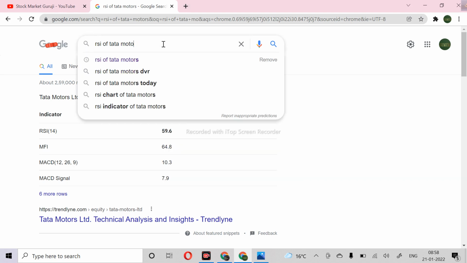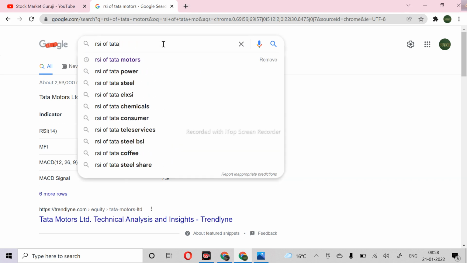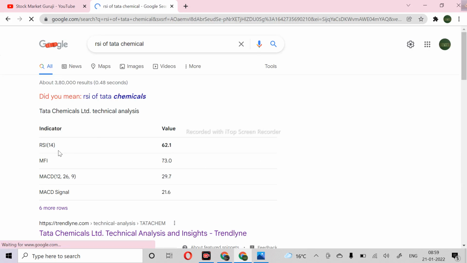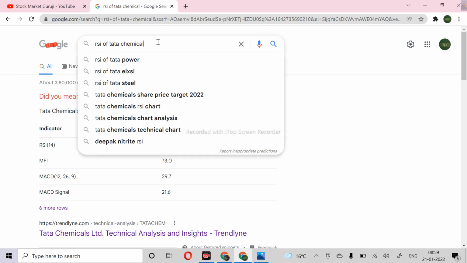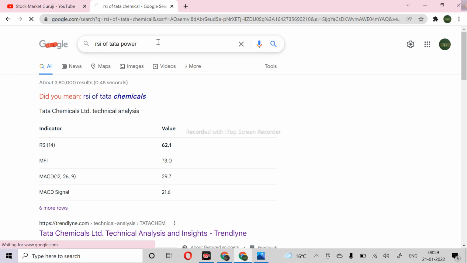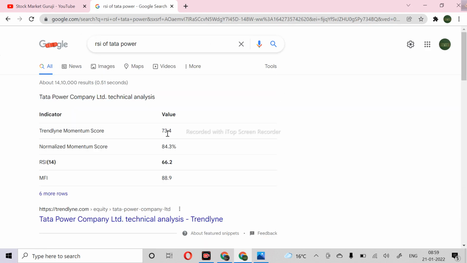Let's look at another RSI, Tata Chemicals. See, the RSI of Tata Chemicals is 62.1. So it is also in a very viable zone. Tata Power, 73.4.